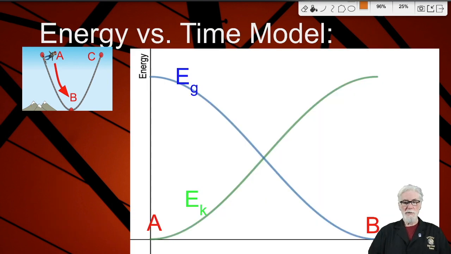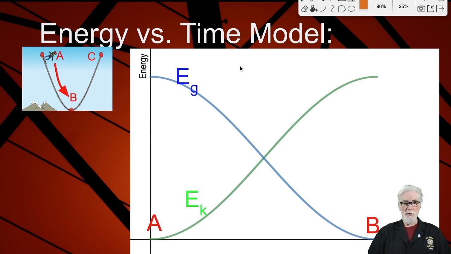Here's our next model, energy versus time model. On the time axis, that's the horizontal axis, we start at A and we end at B. So this isn't those positions in space. These are the time she was at A and the time that she is at B. And we're tracking our 2 forms of energy storage, EG and EK. You can see that all the energy is stored as EG, so that's a high value at A. There is no EK at A.